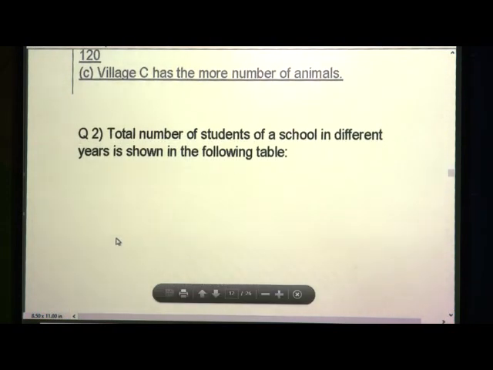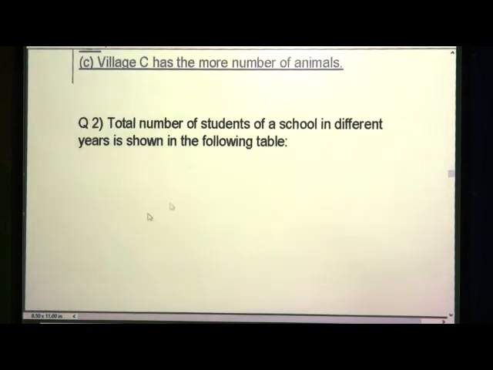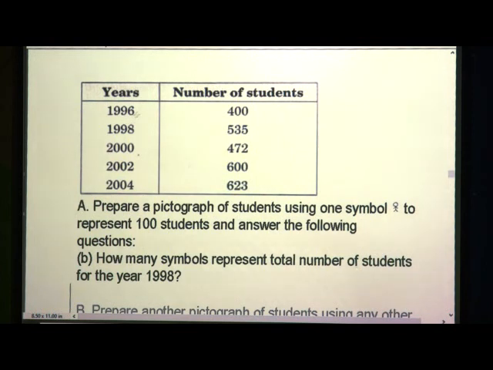Next question, the total number of students of a school in different years is shown in the following table. See, 1996, 400 students, 1998, 535, 2000, 472, 2002, 600 students, 2004, 623 students. Prepare a pictograph of students using one symbol to represent 100 students and answer the following questions.